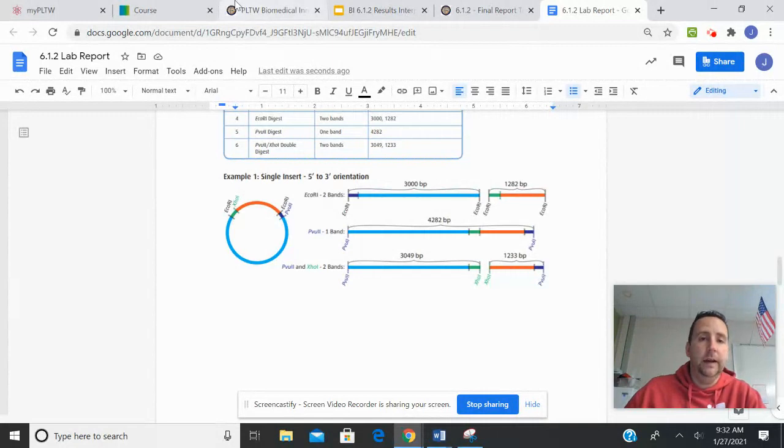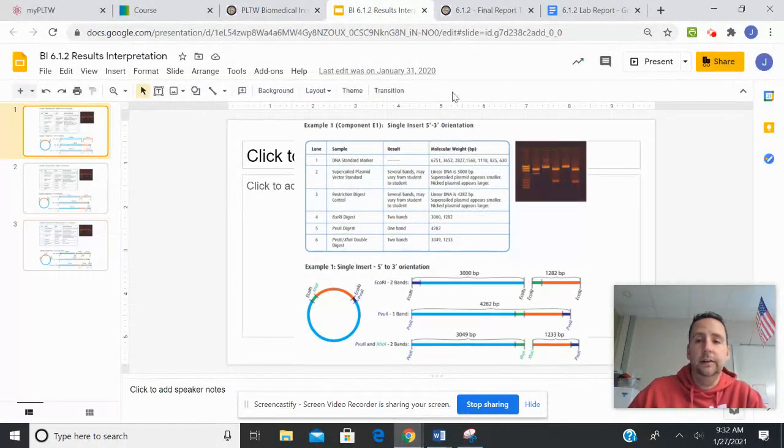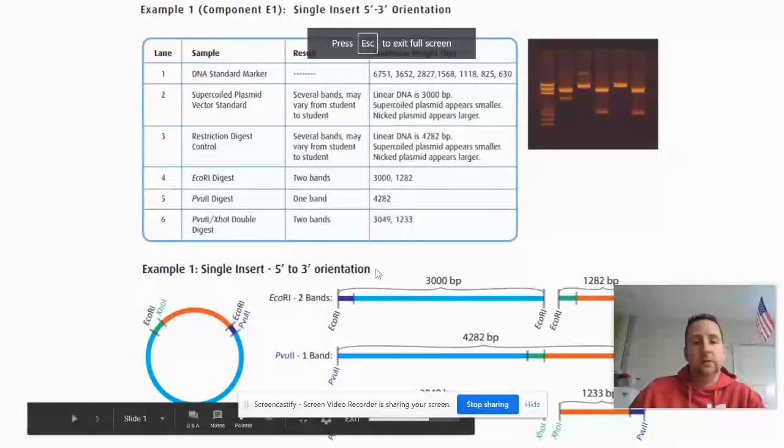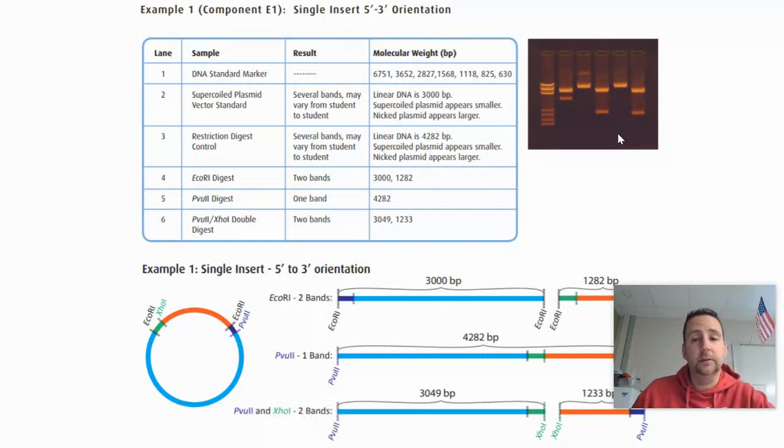So I'm going to go back to Canvas under 612 results interpretation. There's a slideshow, and if I click on that, these are the results that I expected to get. These are the results that we should have gotten. And we did get really close on some of those. Some of you had some really good results. Maybe 1 or 2 lanes weren't perfect, but that's okay. We did have some pretty good results overall.